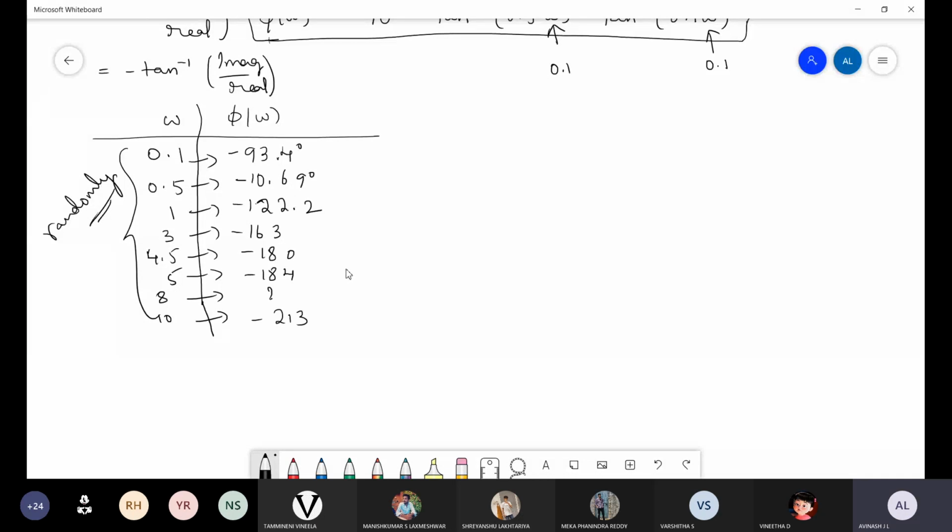So for 8 how much you will get? Can you please tell me? 204. 204, very good. So can I believe that all of you got the same answer? Yes, sir. Okay, so now we will see how to plot the Bode plot.